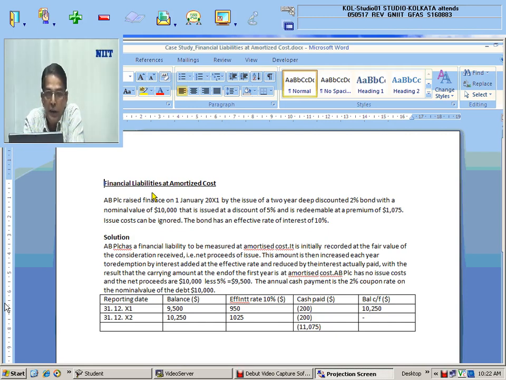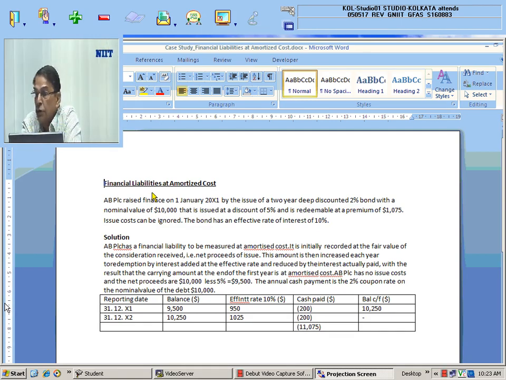So REV PLC has a financial liability to be measured at amortized cost. It is initially recorded at the fair value of the consideration received, that is net proceeds of the issue. The amount will be then increased each year to redemption by interest added at the effective rate and reduced by the interest actually paid, with the result that the carrying amount at the end of the first year is amortized cost. REV PLC has no issue cost and the net proceeds are 10,000 less 5%.